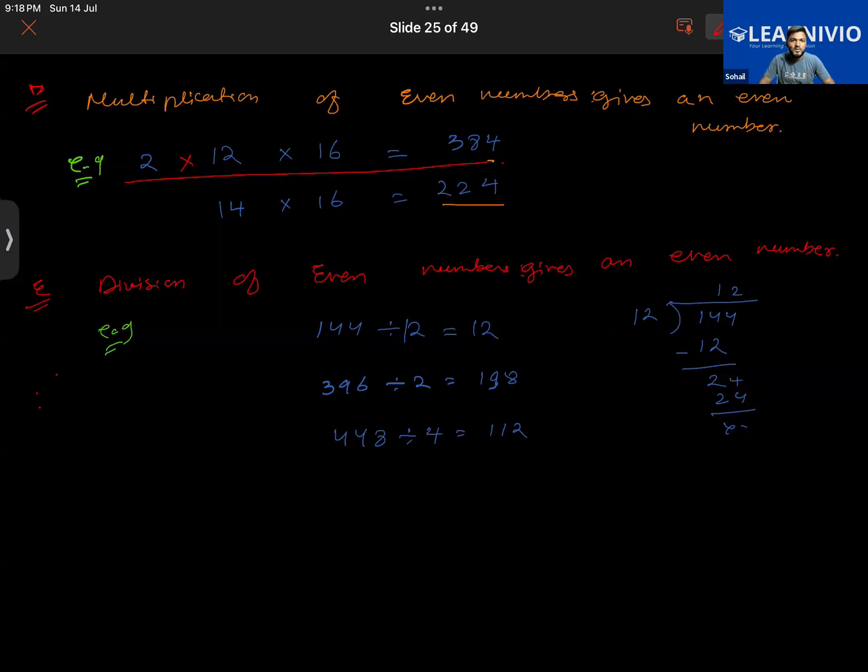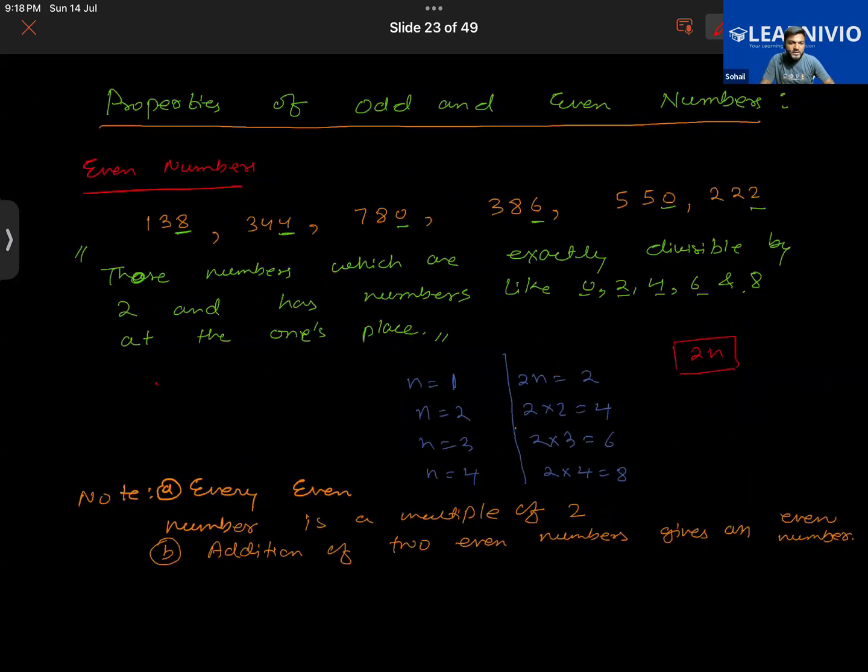Done? Okay. So far we were learning about properties of odd and even numbers. Right now we begin with the even numbers. So first thing we learned is that any number that is completely divisible by 2, leaving a remainder 0, is an even number. Furthermore, all even numbers will have 0, 2, 4, 6 or 8 at their unit place. All the even numbers are multiples of 2 basically. No matter which number you look at in this example, all of them are multiples of 2.